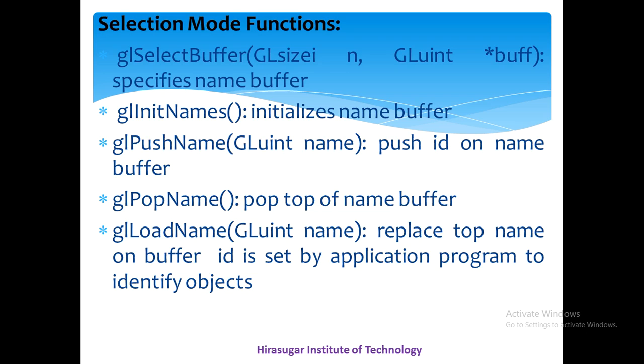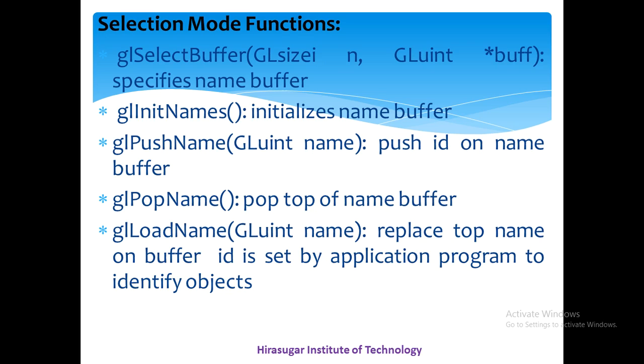Selection mode functions. glSelectBuffer, with GLsizei n, specifies the name buffer. You can create your own name buffer, and the hit list will automatically be stored in it. Then glInitNames initializes the name buffer, right?